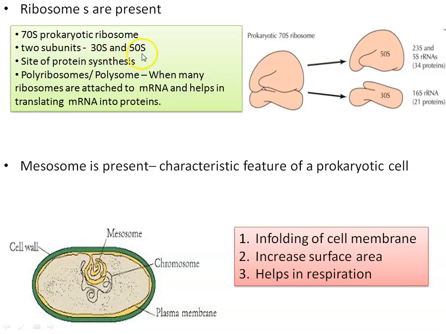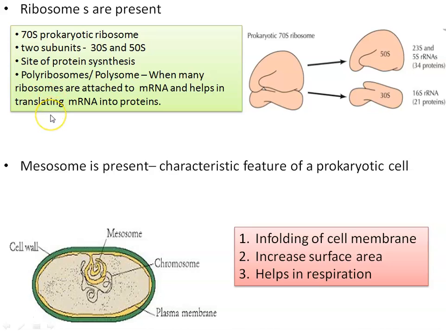The larger subunit is 50S and the smaller subunit is 30S. When many ribosomes come together and attach to mRNA to undergo the translation process, that is called polyribosomes or polysomes. So what is translation?